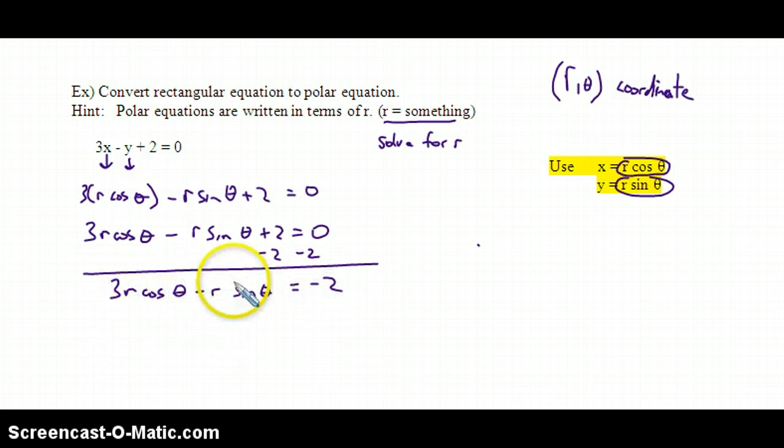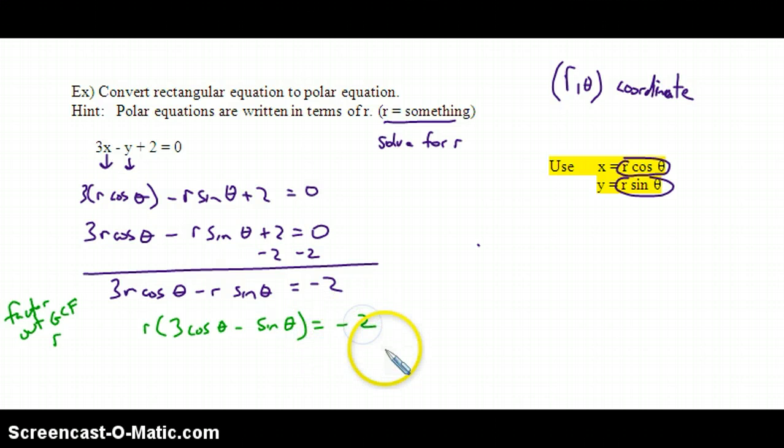And since both of these have an r, what I'm going to do is factor out an r. In other words, I'm going to factor out the greatest common factor, which happens to be an r. So if I take an r out of both of those, what that will allow me to do is make it appear that there's only one r in this problem. So if I take an r out, I'd be left with 3 cosine of theta minus the sine of theta equals -2. So now it appears that there's only one r in this problem, and I can solve.